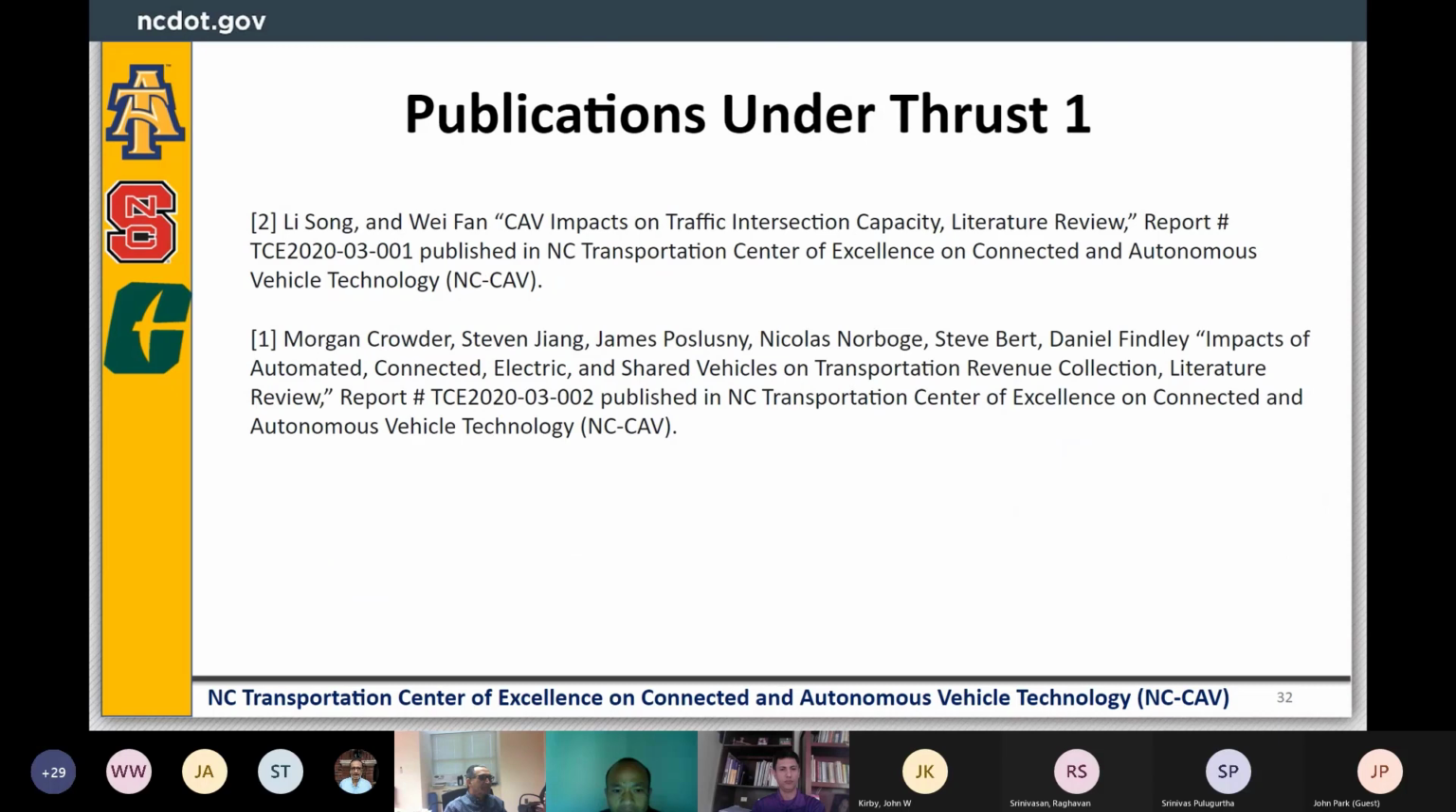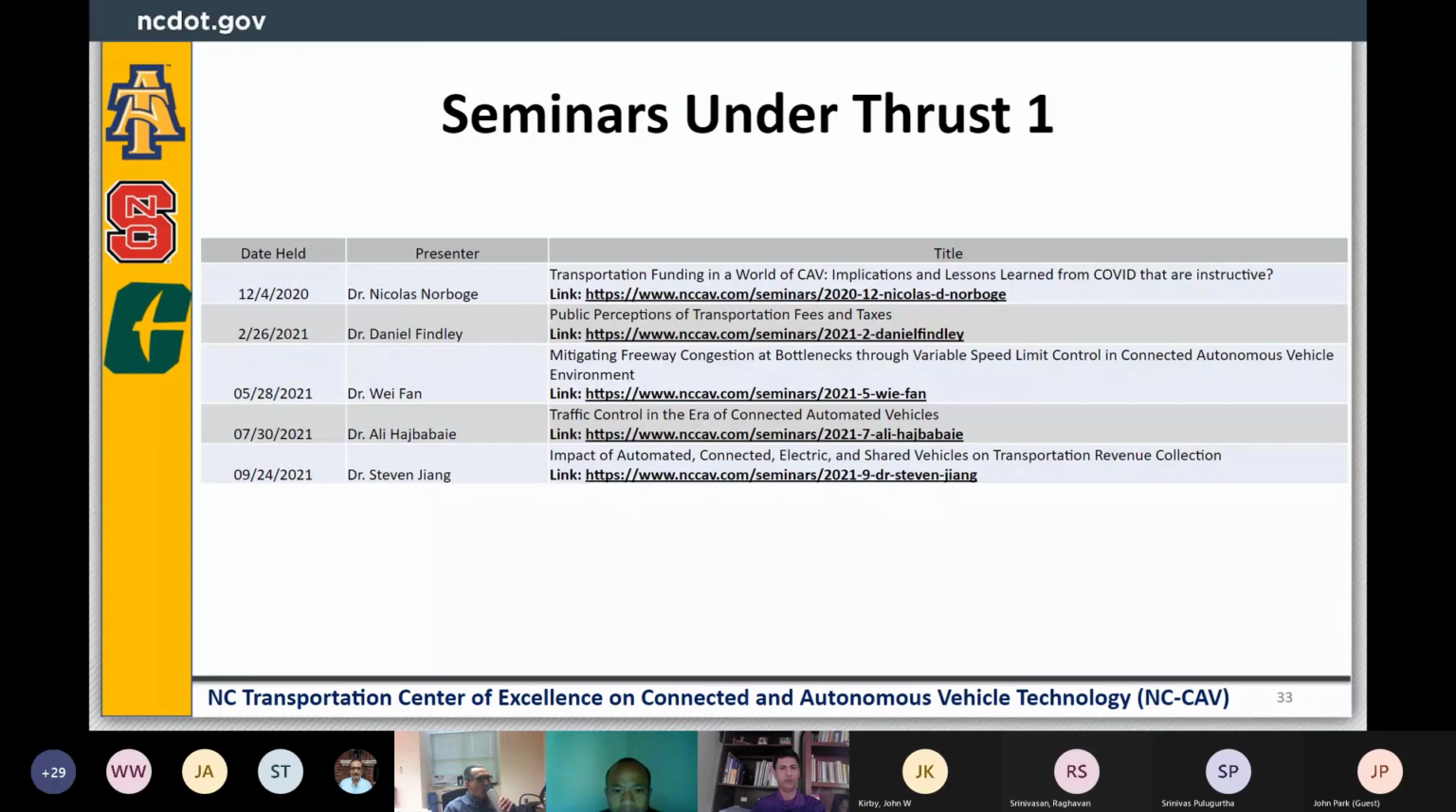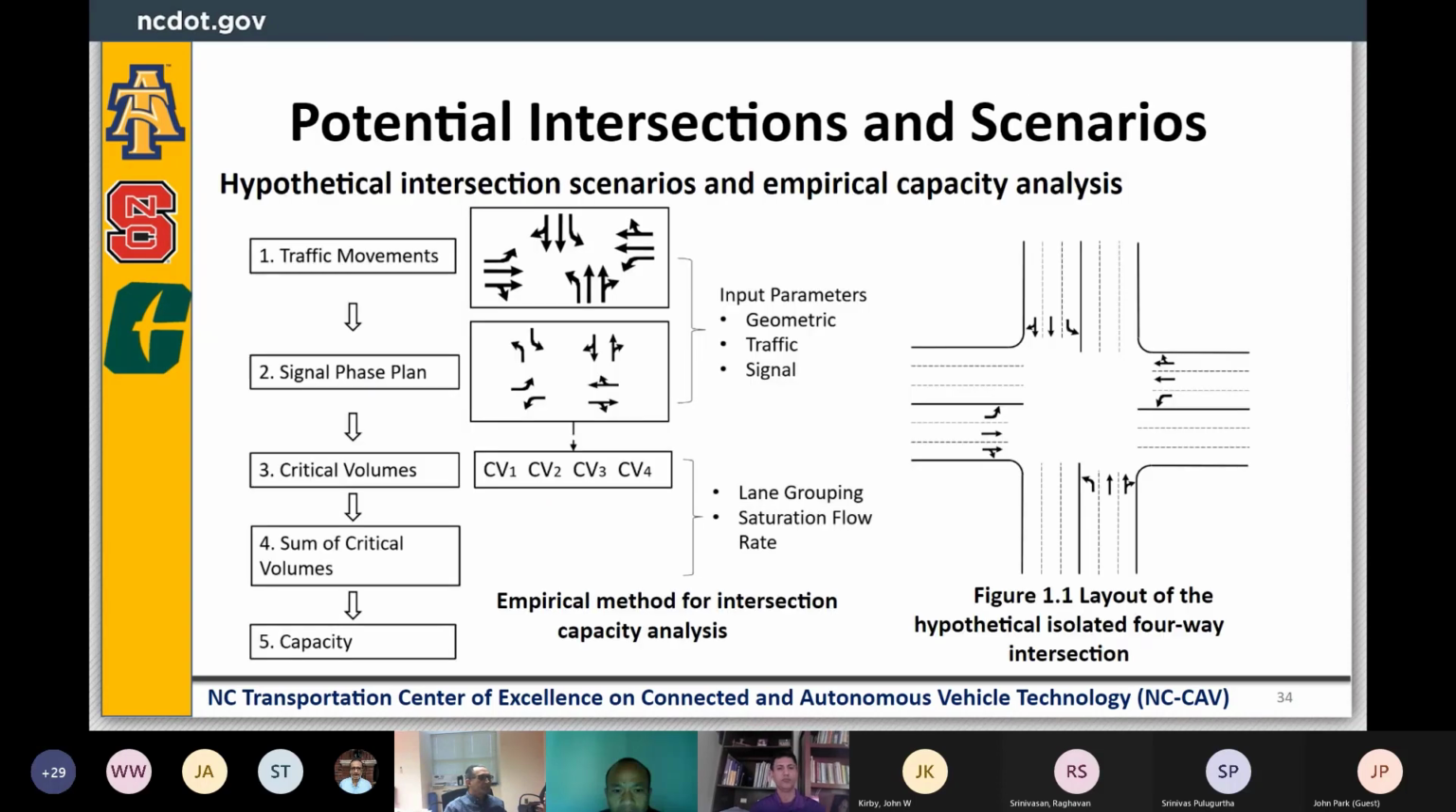And then we're going to develop a final report, which is something we are doing right now. Next slide, please. And then we have some publications under thread 1. As you can see here, 2 publications on these slides. Next slide, please, Ali. And then we have held some seminars in the past as well. Next slide, please, Ali. And then this slide shows the hypothetical intersections that we used for the conduct of our research. So this pretty much follows the procedures in the Highway Capacity Manual.